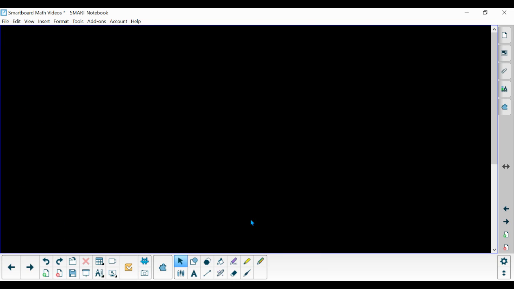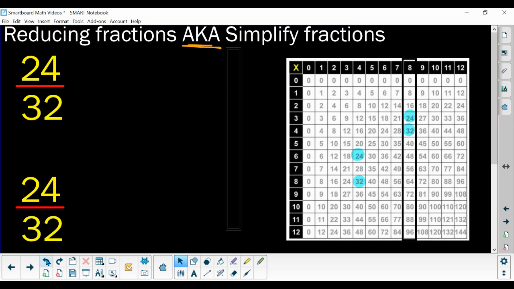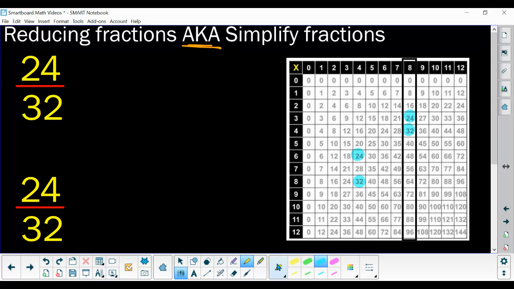So let's just get rid of this. And focus right here where it lines up with 8. And all you got to do now is look straight across on the left side to find out what fraction it gets reduced to. And there it is, 3 out of 4. What number do I divide both of these numbers by? By 8. Here's how you use it, and here's how you show your work.